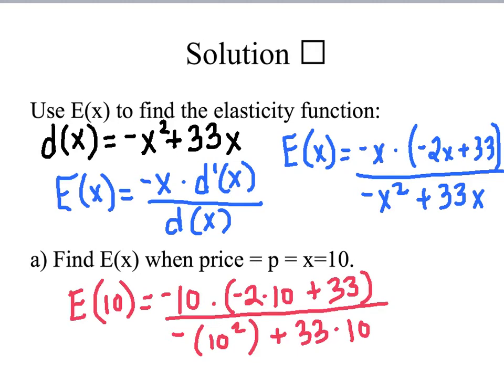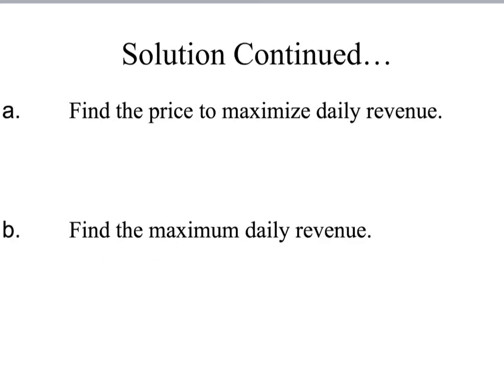Okay, so finishing here, the value that I got for E of 10 was negative 13 over 23. So what that tells me is that E is less than 1. This function, for our demand function here, would be inelastic. Okay, so now let's find the price to maximize daily revenue.